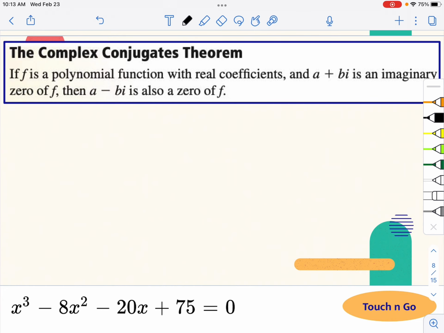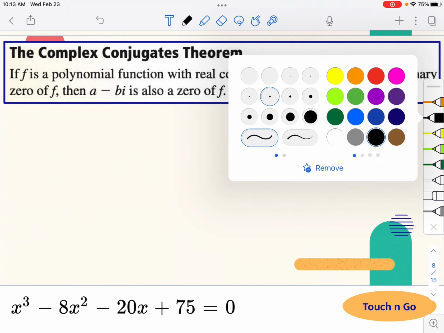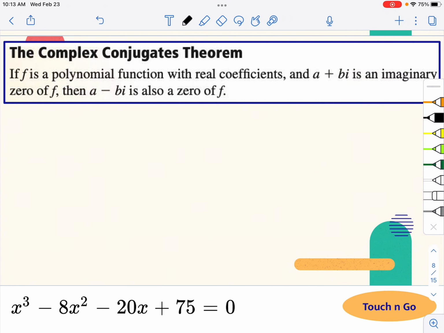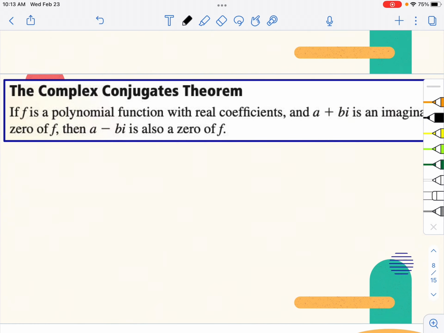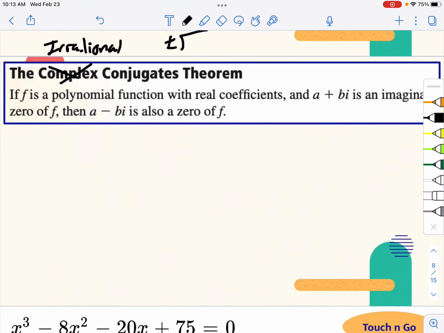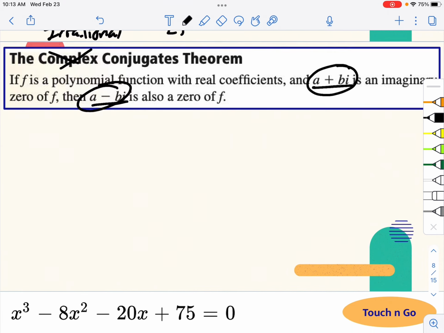Now here's the theorem that tells us that imaginary numbers come in pairs. We looked at a theorem in 4.5, the irrational conjugates theorem, and that told us that square roots had to come in pairs. This is telling us the same thing, but with imaginary numbers: that if a plus bi, an imaginary number, exists as a zero, then a minus bi also has to be a zero.